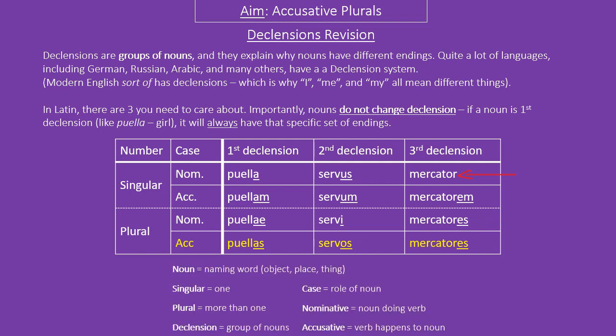So the definitions that we're going to be using here: nouns are naming words, singular is one, plural is more than one. Declension is these groups of nouns. They don't change the meaning, they just change what set of endings it would be using. Case is whether a noun is nominative or accusative, or more accurately, it's the role of the noun, what the noun does in the sentence. Nominative is if you're doing it, and accusative is happening to you.